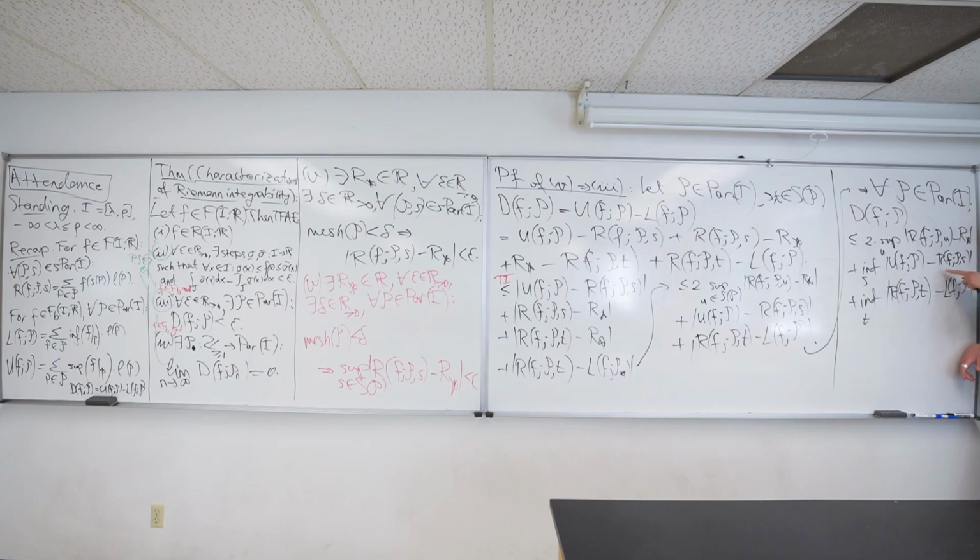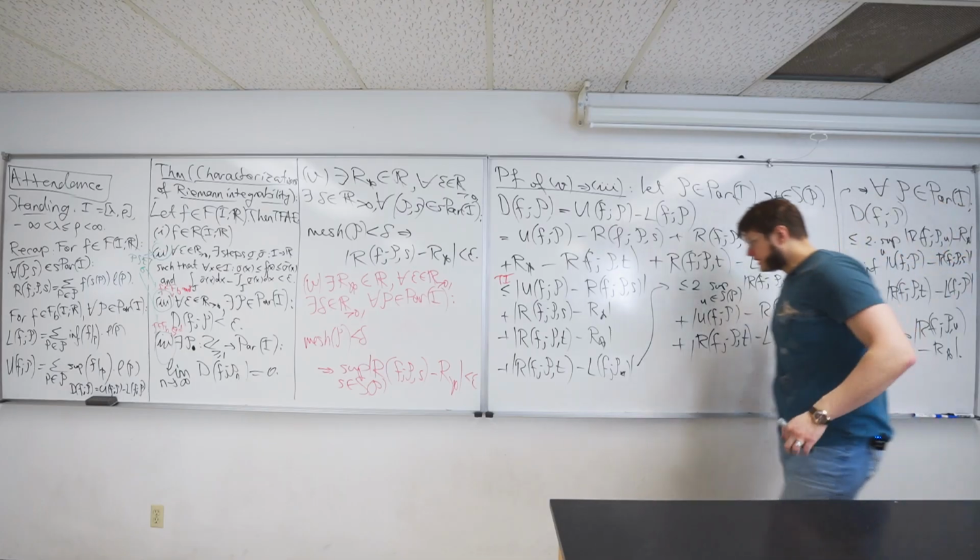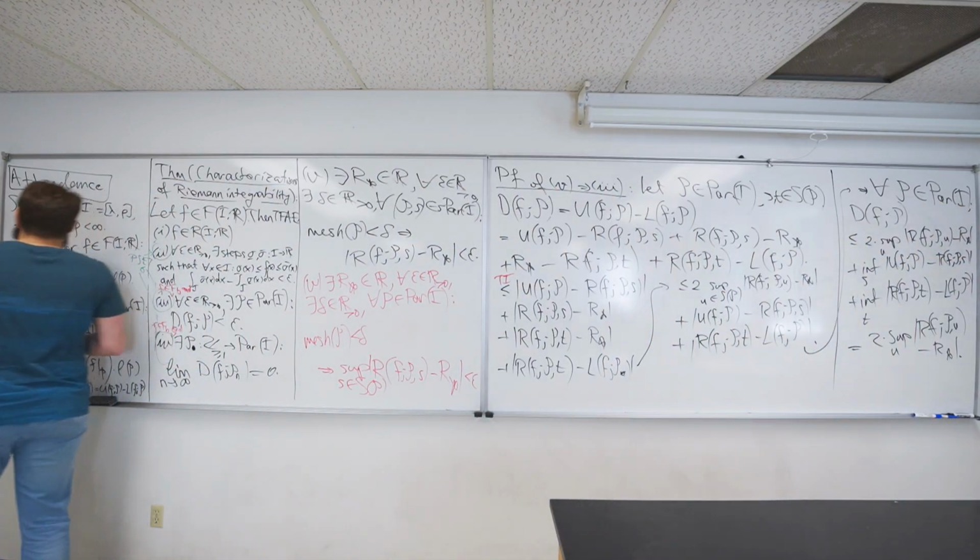But what is the inf of this expression? As I'm varying the sampling function, I can approximate this upper Darboux sum arbitrarily closely, which means that I can make this distance arbitrarily small, which means that this inf is 0, and so is this, which means this is nothing but twice the sup over all sampling functions of this. So that we have this expression, this bound.